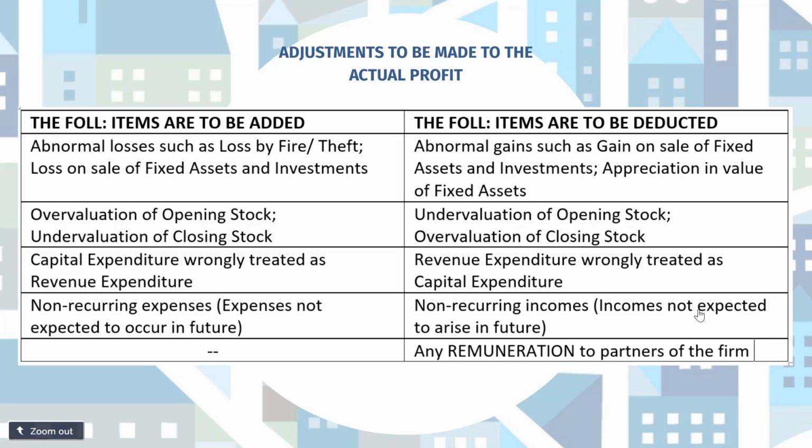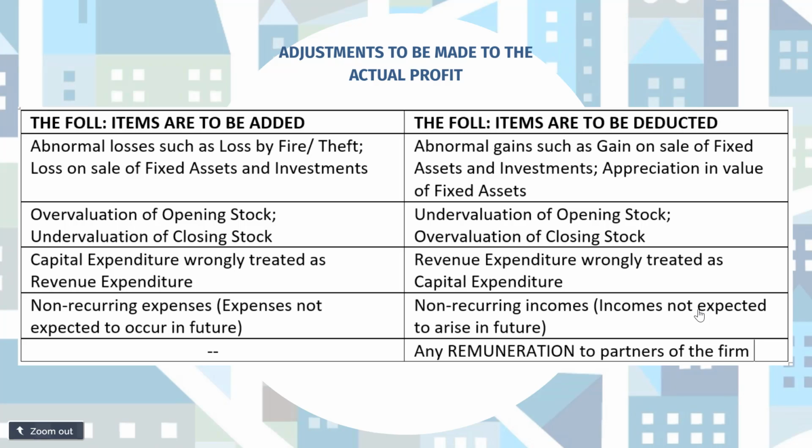Next, we'll go on to the items that need to be deducted. Abnormal gains such as gain on sale of fixed assets and investments, appreciation in the value of fixed assets need to be deducted. Undervaluation of opening stock and overvaluation of closing stock needs to be deducted. If any revenue expenditure has been wrongly treated as capital expenditure, then this has to be deducted again.